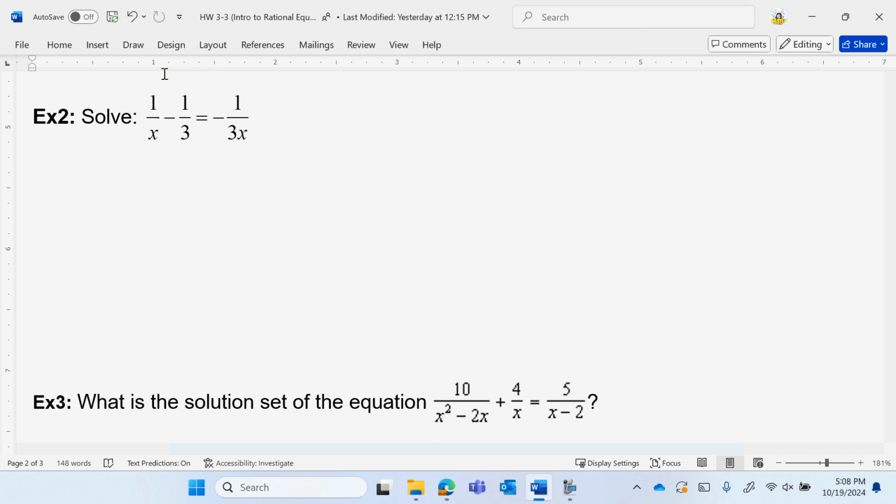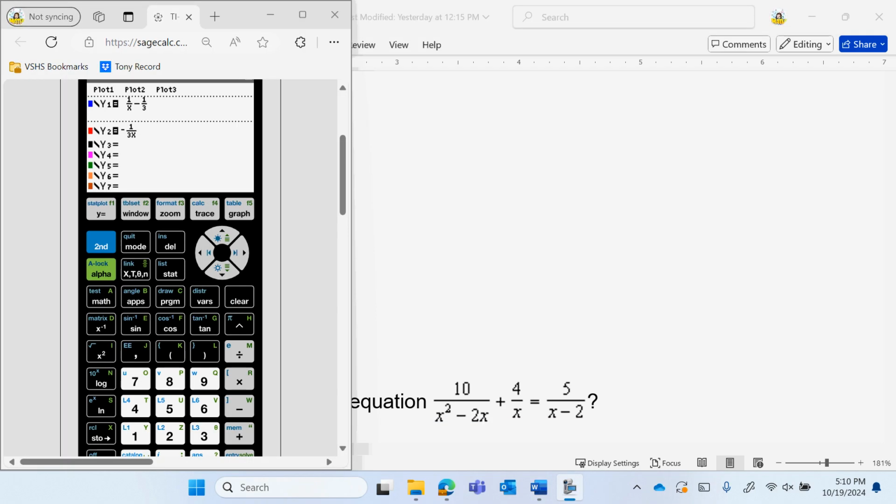Let's try again with the second one. First, we're going to check it with our calculator. I put the left side of the equation in y1, and I put the right side of the equation in y2. You should really be doing this with your calculator as well and following along. The thing about rational equations is that their graphs look very complicated, and you're going to learn more about that in pre-calc next year.